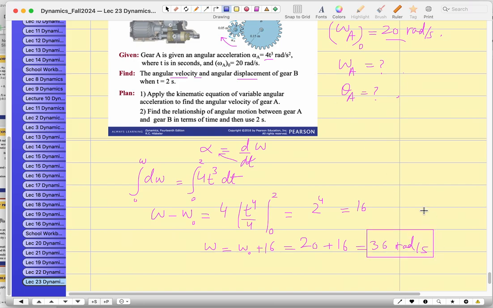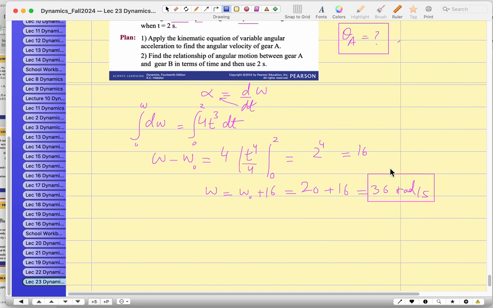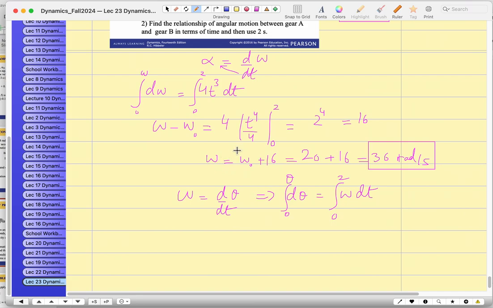And for the second answer, you have to find out the angular displacement, and we already know the formula: omega equals the time derivative of the angular displacement. That means angular displacement can be found by the integral of omega from 0 to 2 seconds. What is omega? We already calculated it here. So let me write down the expression for omega. Omega is t to the 4 plus omega sub naught.